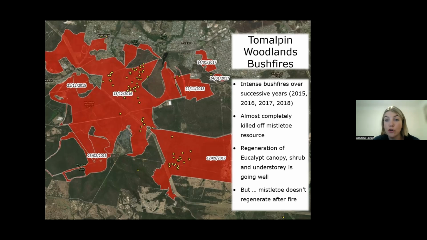And what we wanted to do was to put that key food resource back into the environment for the Regent Honeyeaters. And indeed, this year we had Regent Honeyeaters build a nest in a mistletoe again in a spotted gum. So it's a really key resource for them in terms of their diet, but it's also a key nest building site for them.